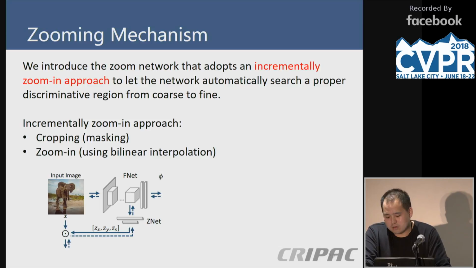We first introduce the proposed incrementally zooming approach, which consists of two steps. First, our model produces the location of the attentional region and then crops the region with a mask. Then we use bilinear interpolation to zoom the cropped region to the same size as the original image.